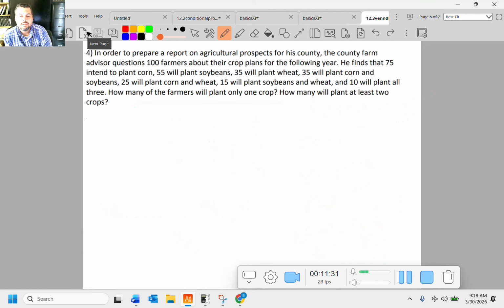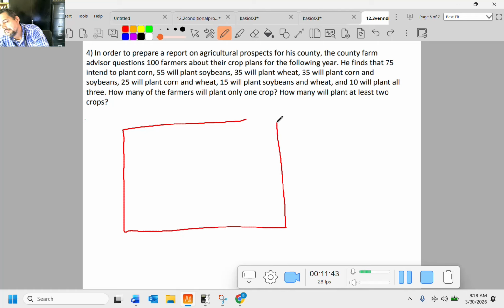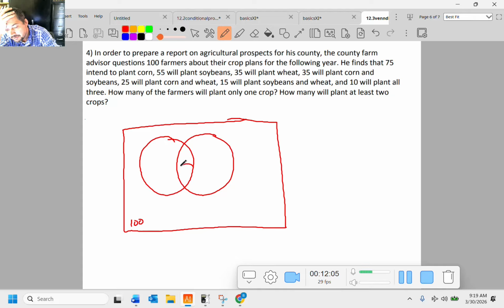That was pretty easy. Let's see, number 4. In order to prepare a report on agricultural prospects for his country, the county farm advisor questions 100 farmers. So I've got a Venn diagram, and there are 100 people in it, about their crop plans the following year. He finds that 75 intend to plant corn, 55 will plant soybeans, 35 will plant wheat. Oh no, we have 3 circles. We have a circle for corn, a circle for soybeans, and a circle for wheat.